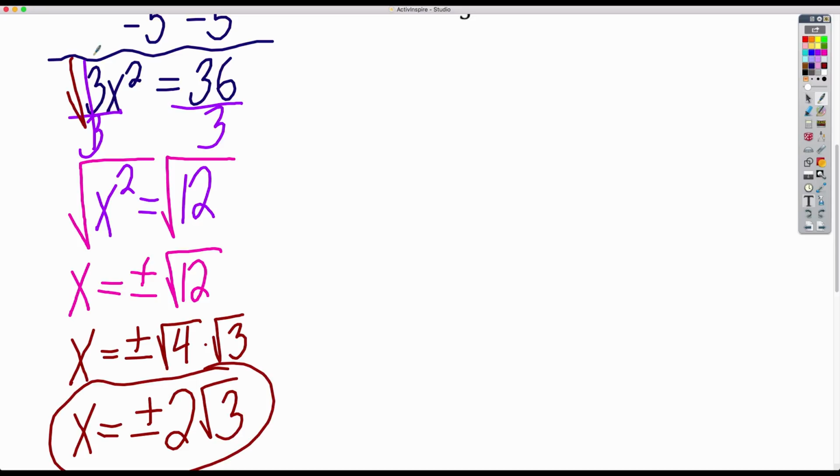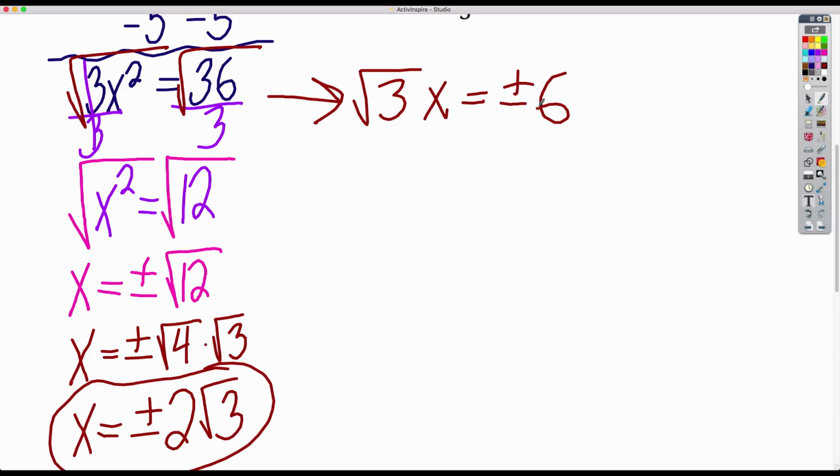Yeah, but now we have a problem on the left-hand side. Oh, but then after that you can divide it by 3. You would have, hold on, radical 3 though. It would end up being the square root of 3 times x equals plus or minus 6. Then you'd have to divide by the square root of 3. And now you've got a little bit of a mess.